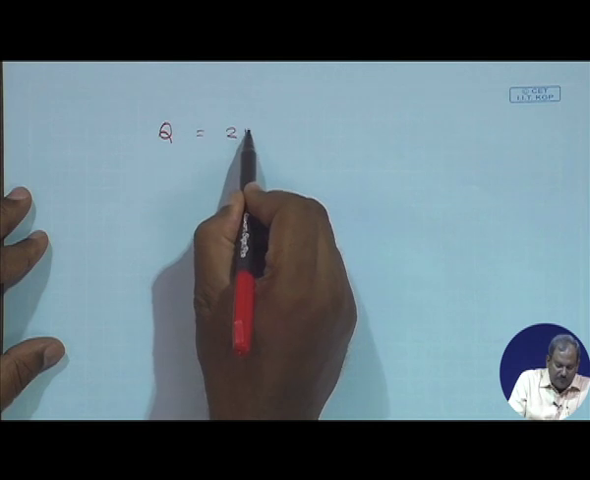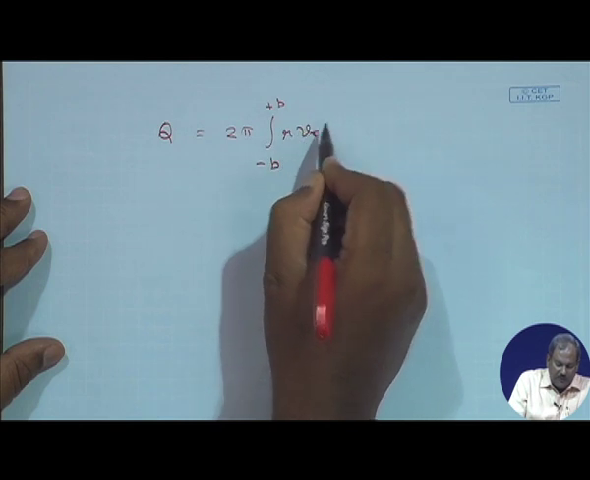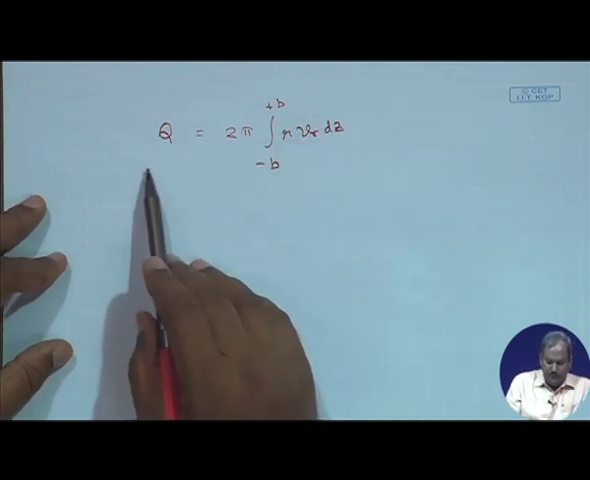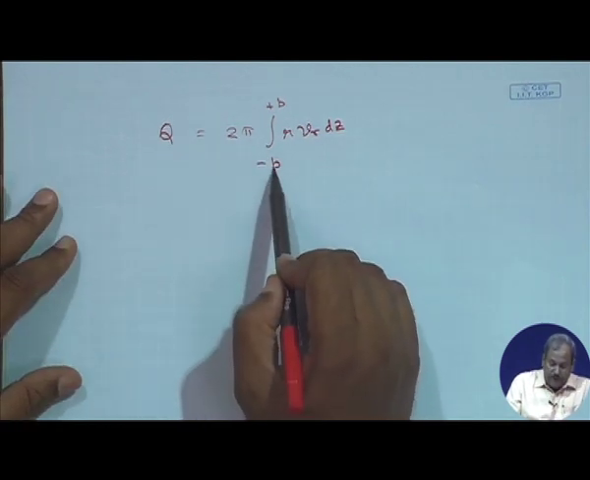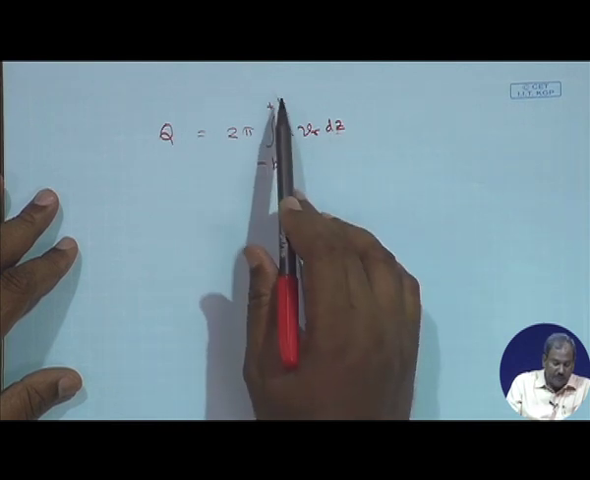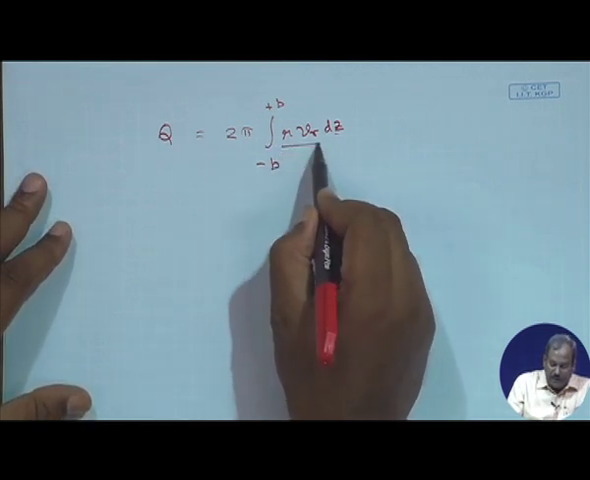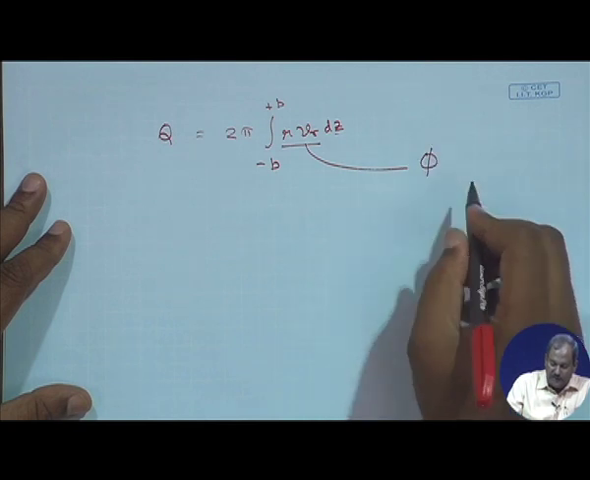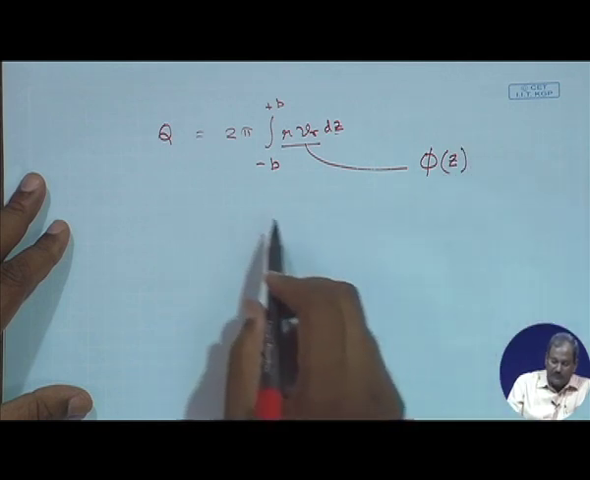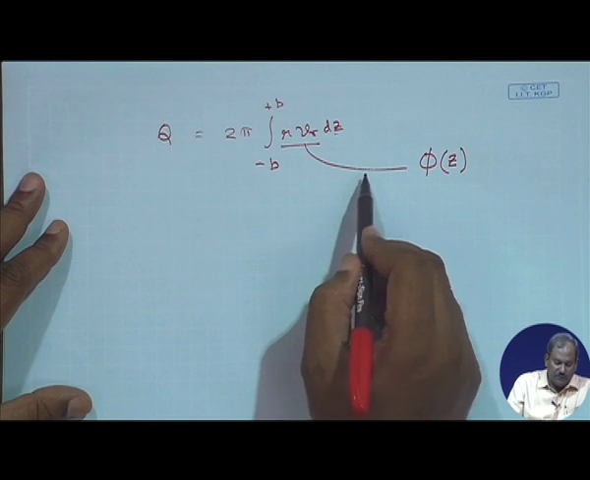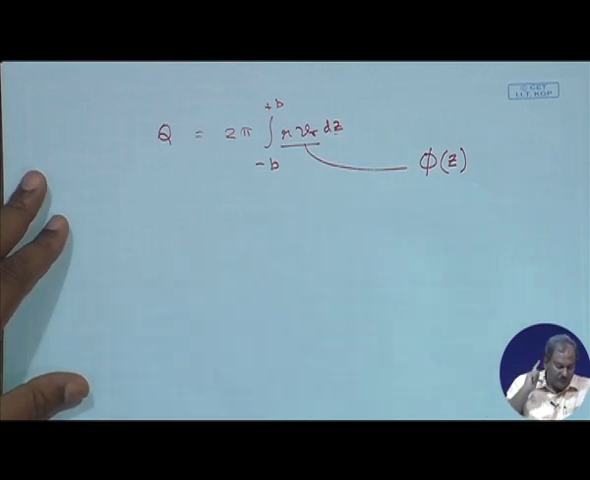So the flow rate would simply be twice pi, integral from minus b to plus b, of r VR dz. So this is the area averaged volumetric flow rate, where dz can vary from minus b to plus b, and r VR is simply equal to phi from our equation of continuity, and we understand that phi is a function only of z. So this expression of Q is consistent with our understanding, and it follows the physics of the problem.